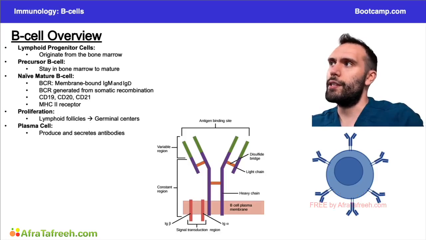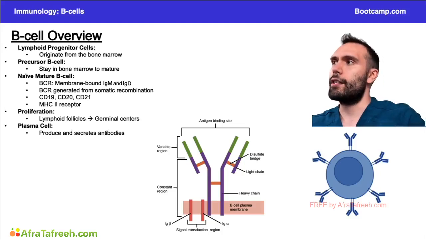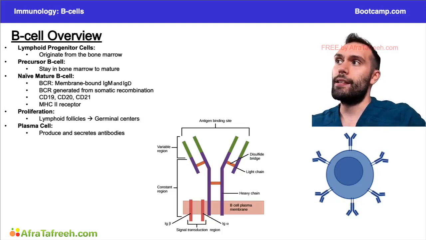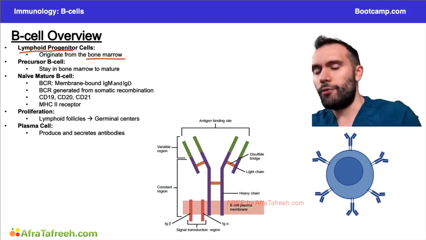So just to give an overview, again, for step one purposes, you don't really have to know quite as much detail as we did when we talked about the T cells going through the thymus, positive selection, negative selection. Not the case really with B cells. Now, you might have learned more in your immuno courses about B cell development. The big thing that you have to know is, again, they originate from the bone marrow, just like a lot of the other hematopoietic stem cells that then go on to form lymphoid progenitor cells.